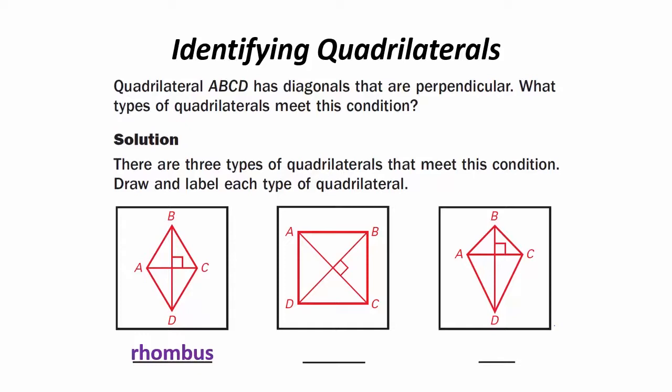Our next quadrilateral is a square. Squares are rhombuses, so it also has perpendicular diagonals. Finally, we have a kite. From Theorem 6.18 from Chapter 6, Section 5, we know that kites have perpendicular diagonals.